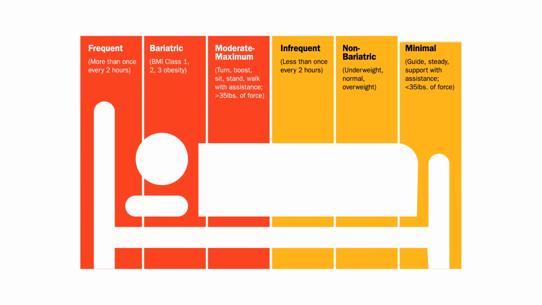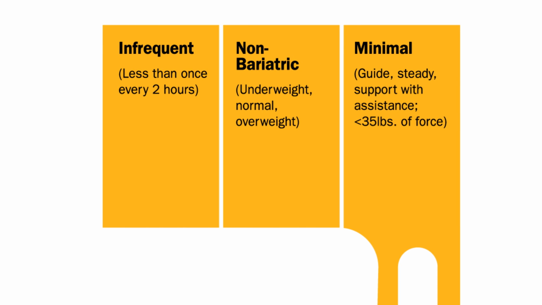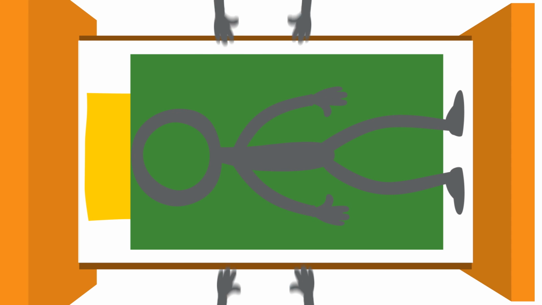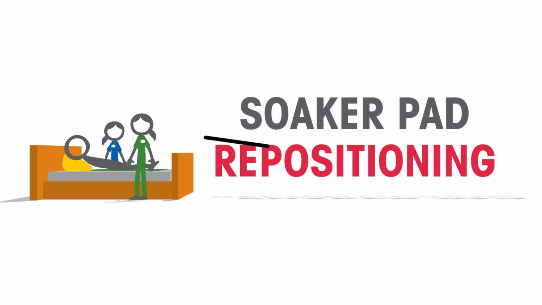For repositioning tasks, which may be repetitive, you will require a mechanical lift and sling for any situation that requires more than 35 pounds of force or if the client is bariatric. For less than 35 pounds of force and a client who is not bariatric, friction pads or slider sheets can be used for repositioning. A soaker pad should not be used for repositioning. If a soaker pad is required, it should be placed on top of the friction pad or slider sheets.